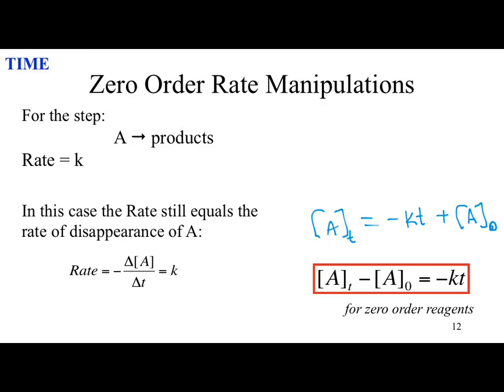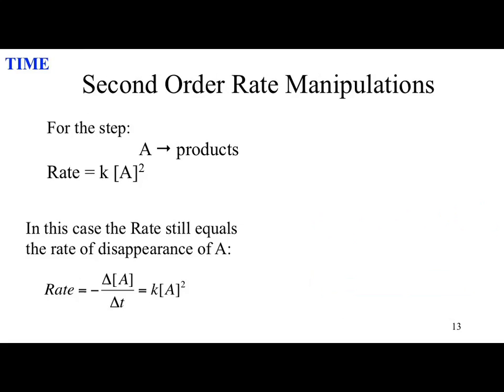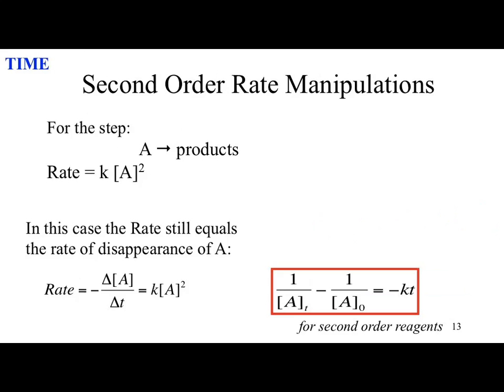Okay? We can go through and do it for a second order reaction. Now it gets a little bit more complicated. Our rate equals k times the concentration of our reagent squared, because it's a second order reaction. Again, we go through to do the same kind of comparison. We know our rate is equal to the change of A versus the change of time. And we can go through again all that fancy calculus.